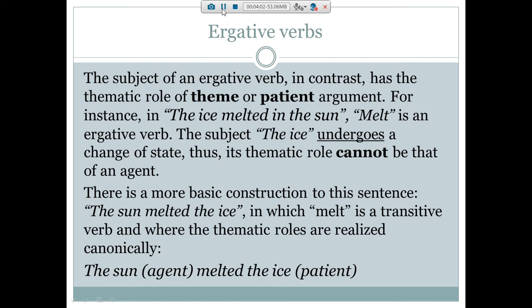Why do we speak about the thematic roles being realized canonically? Because this is what we expect. In general, what is expected is that the thematic role of agent in subject position is the most frequent and expected position.